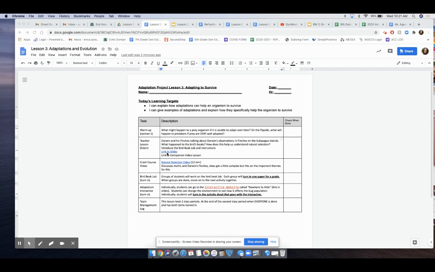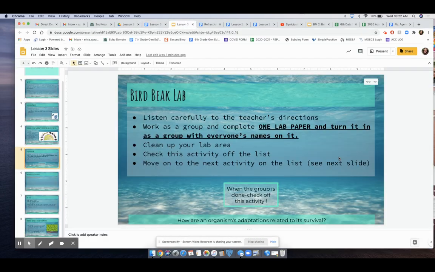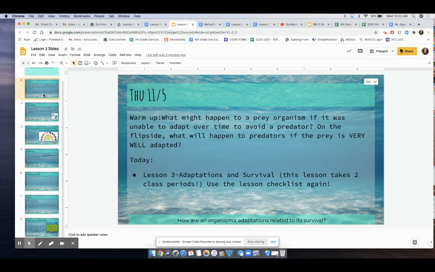So I'm going to be using these slides today during the workshop. I'll show you some quick directions on the bird beak lab and how to do the interactive at PBS. So let's start with the slides. All right. So today is November 5th, and this is the warm-up we just read.